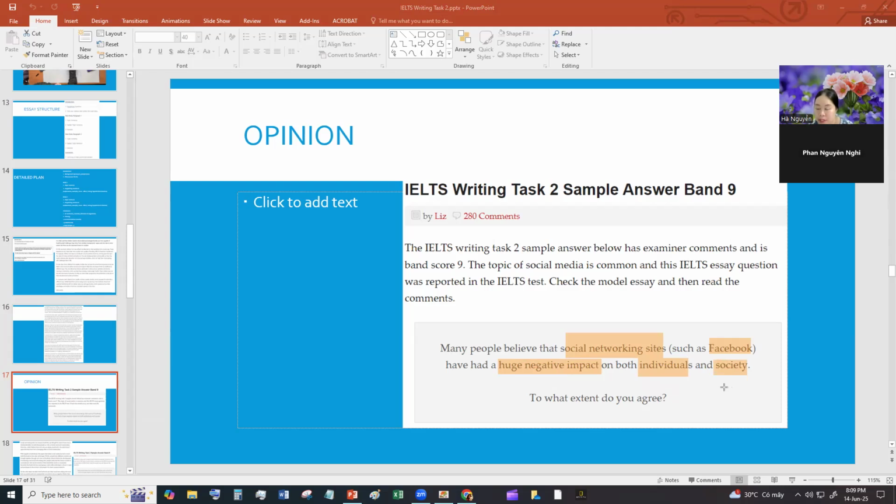So the statement is saying for individuals, for the people who use it, and for society as a whole, social networking sites can only be seen as having a huge negative impact. Bad influence, very bad influence. Okay, so those are the keywords.